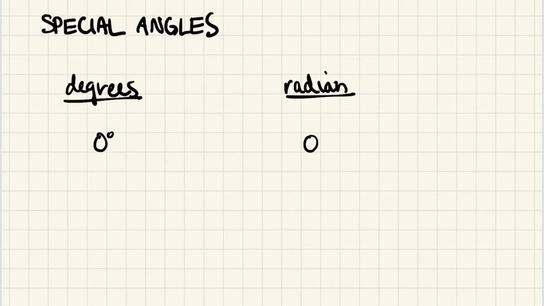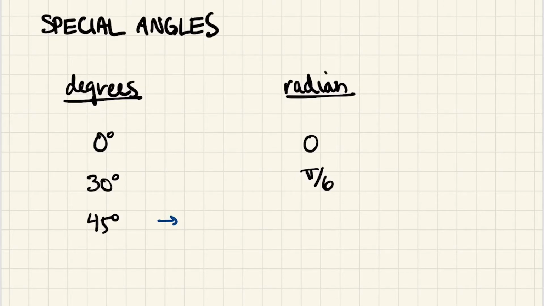All right, what's next? The next special angle is probably the 30-degree angle. And if we multiplied by pi and divided by 180, we would see that this reduces to a radian angle of pi over 6. Okay, next special angle we encounter is probably the 45 degree.